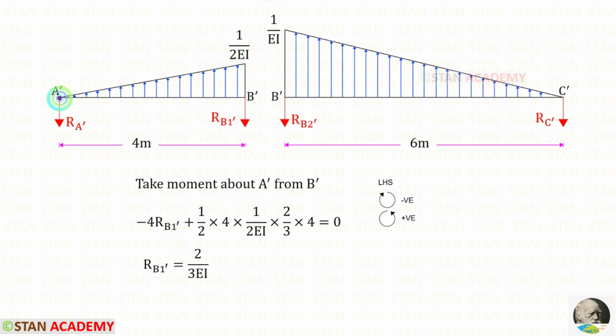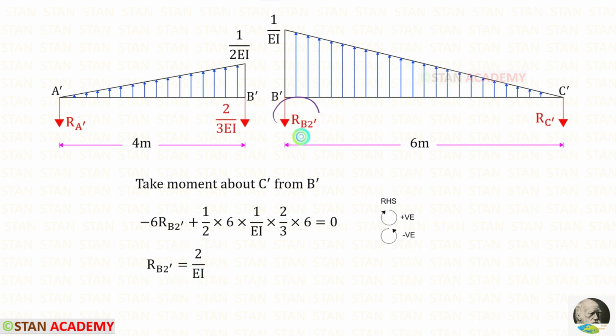The centroid distance about A dash is 2 upon 3 into B. Here the breadth is 4, so 2 upon 3 into 4. In this way, for RB1 dash, we will get 2 upon 3 EI.